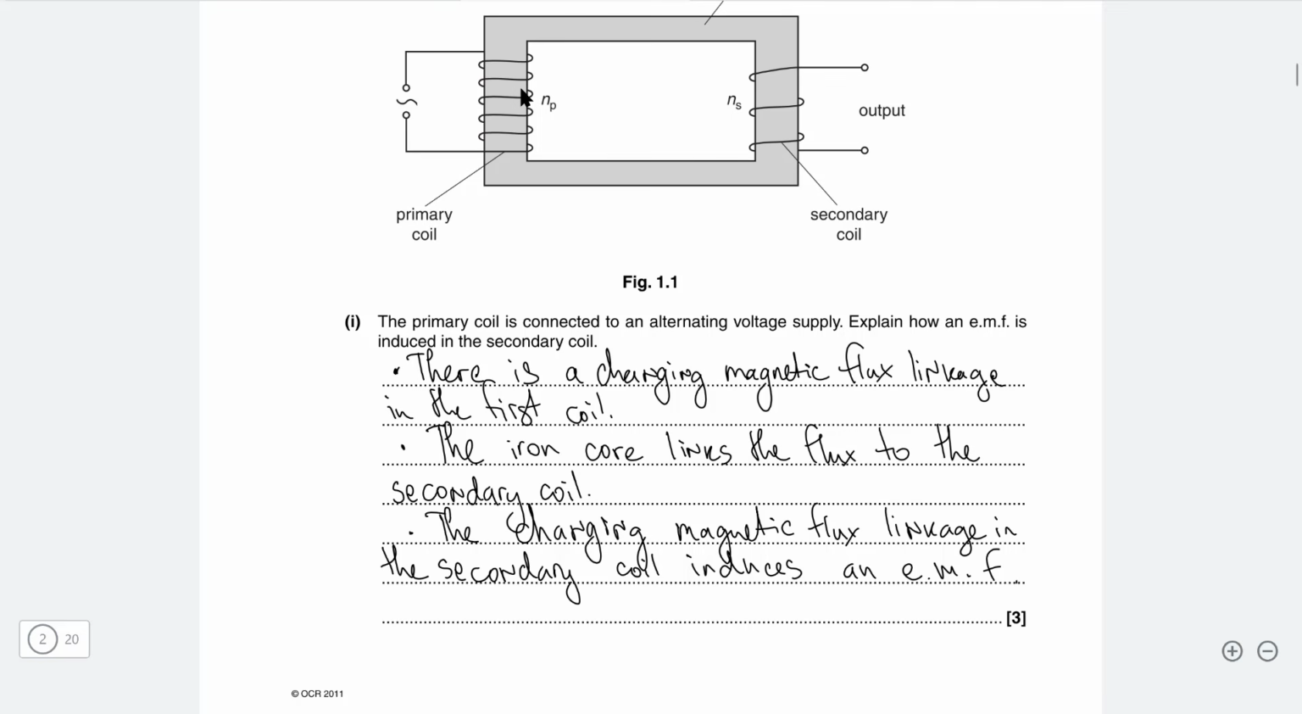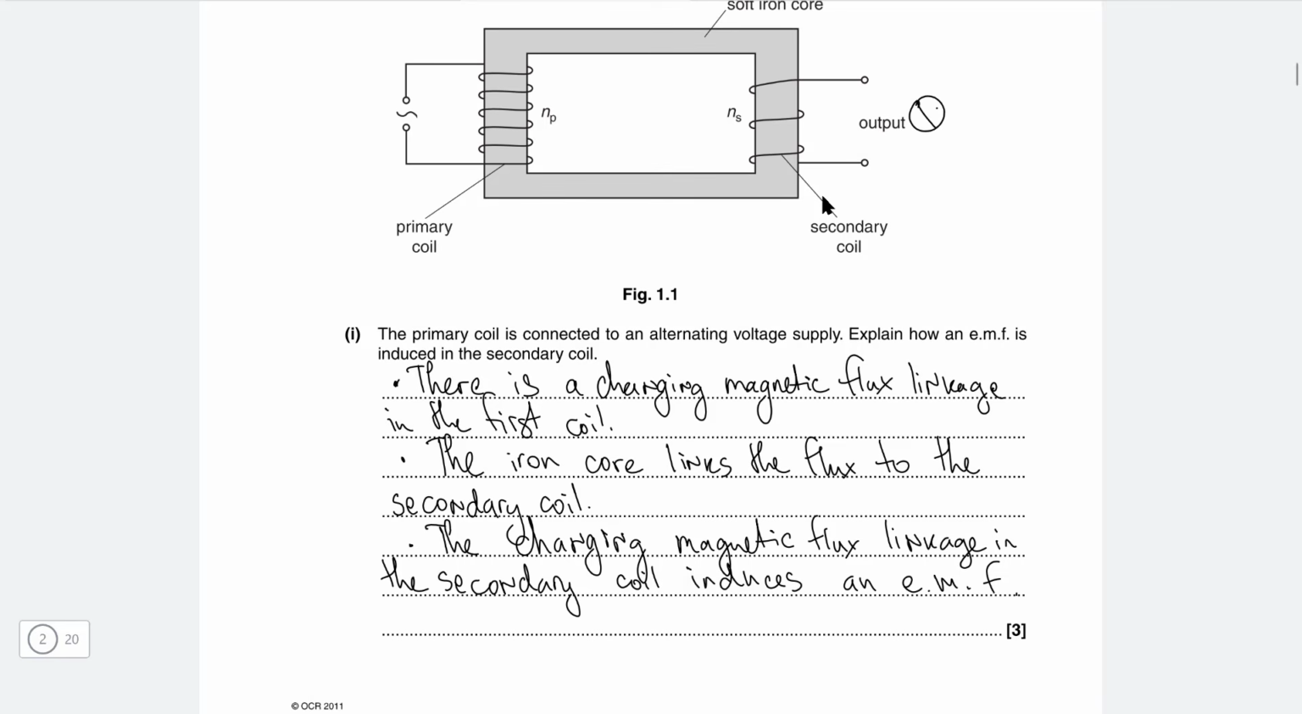If the current is changing, this means that the magnetic field around the wires is changing, which means there's a changing magnetic flux linkage. The iron core then links this flux to the secondary coil, and the changing magnetic flux linkage in the secondary coil induces an EMF. So here we could maybe put something like a light bulb, and this would mean that we will measure some PD across it.